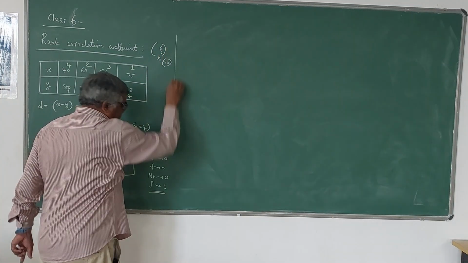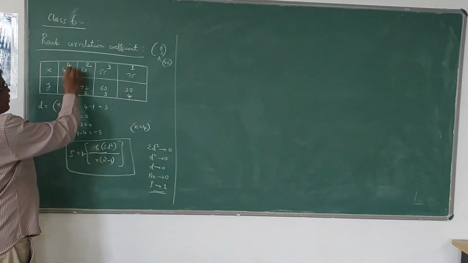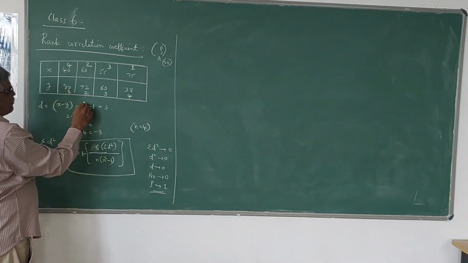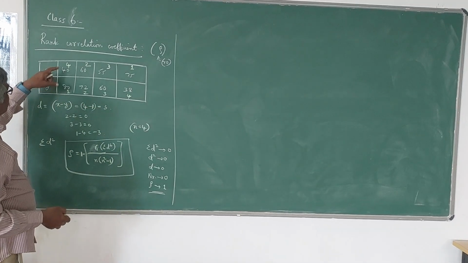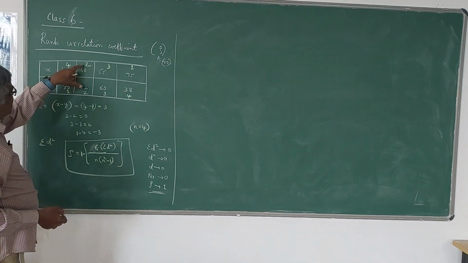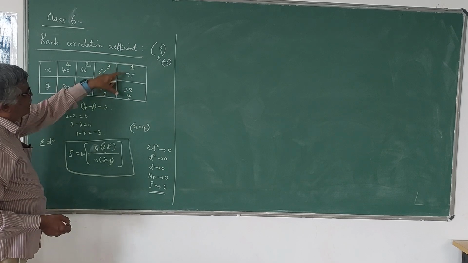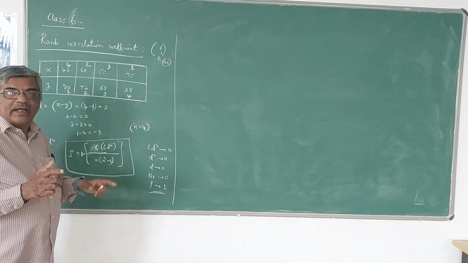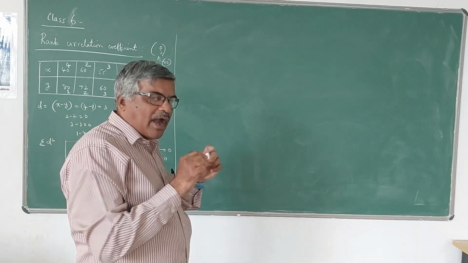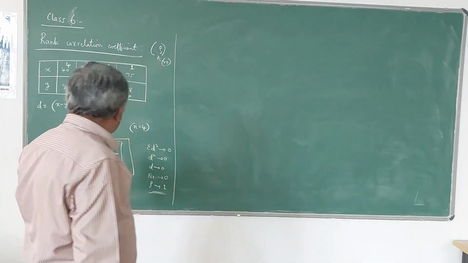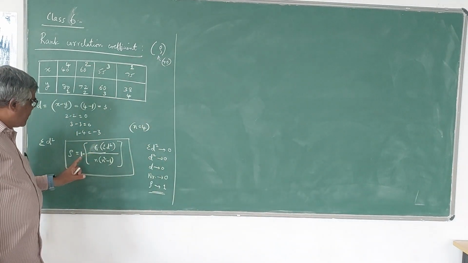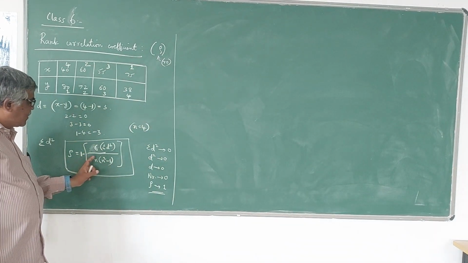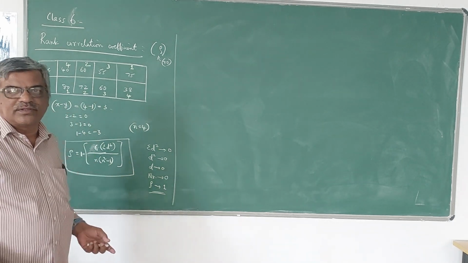If there are no deviations, that means all the difference values are 0. This is also first rank, this is also first rank, second rank, third rank, then fourth rank. Then the differences will be 0, their sum is also 0, and sigma d square will be 0. So 1 minus 0 is equal to 1. So this is the concept.